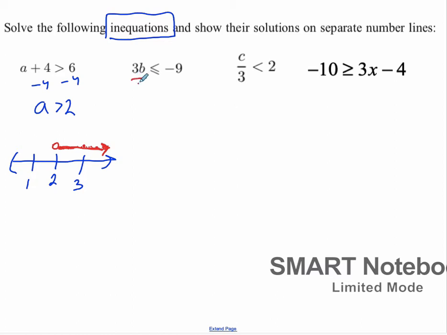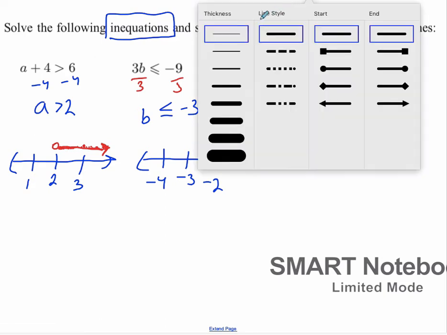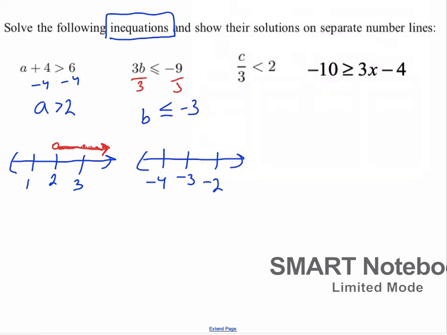Okay, in this next example, we can divide by 3, and we get b is less than or equal to negative 3. So I can draw a number line with negative 3 in the middle. A number less than negative 3 is negative 4, and then bigger is negative 2. Less than or equal to negative 3. So I'm going to draw that in red. So it's less than or equal to negative 3.